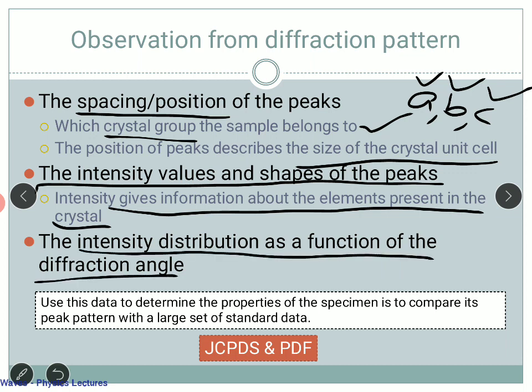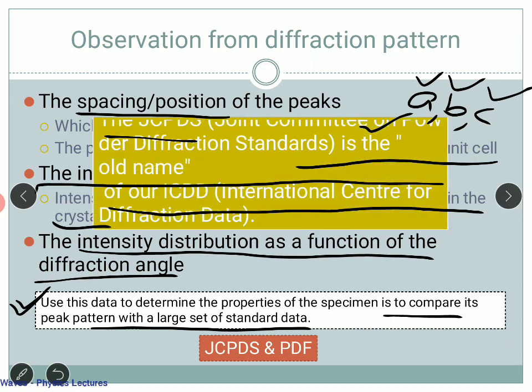So what we do is we use whatever result you have obtained and compare it with a large set of standard data, to see whether our results are correct or not, if your sample is standard, that is. And this database, which is the JCPDS, now known as ICDD, has a file, the PDF file, which gives you the information.